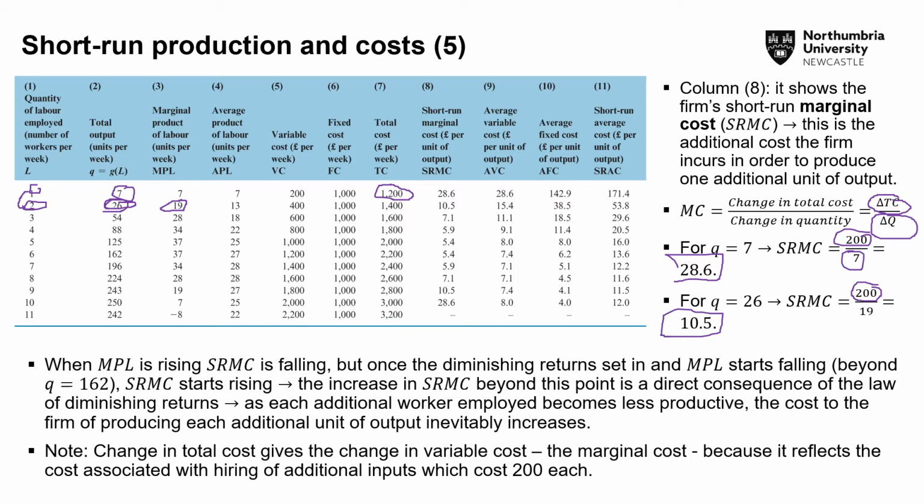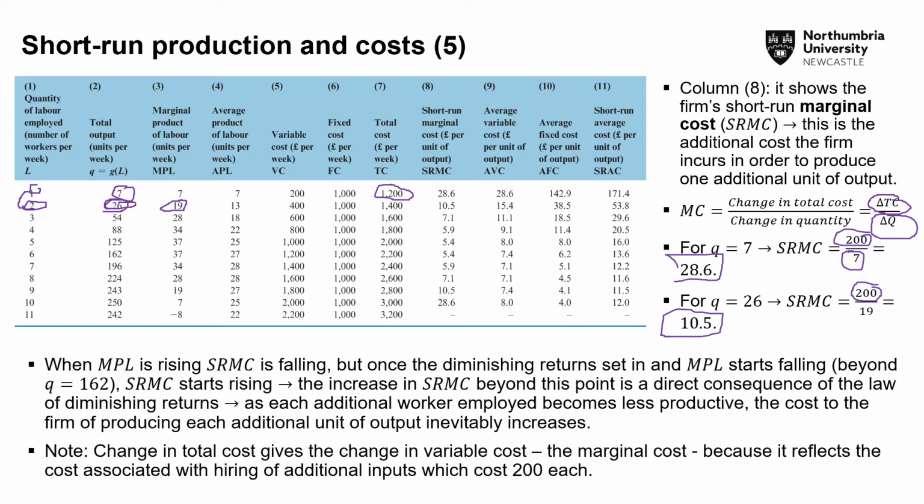Now note, as long as the marginal product of labor is rising, then the short-run marginal cost will fall. Why? Because that means that each additional unit, or each additional worker employed, produces more than the previous one. That's what happens when the marginal product of labor rises. Hence, as each employee costs 200, yet the amount of output produced increases, the result is a falling short-run marginal cost.